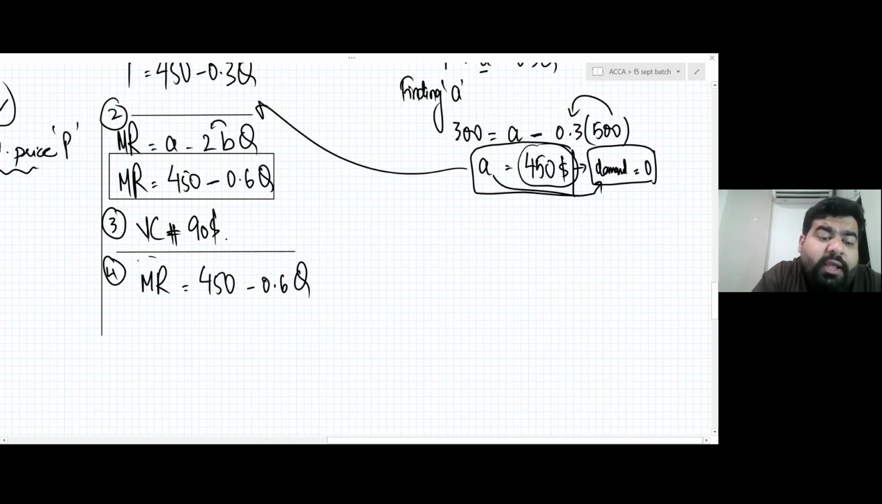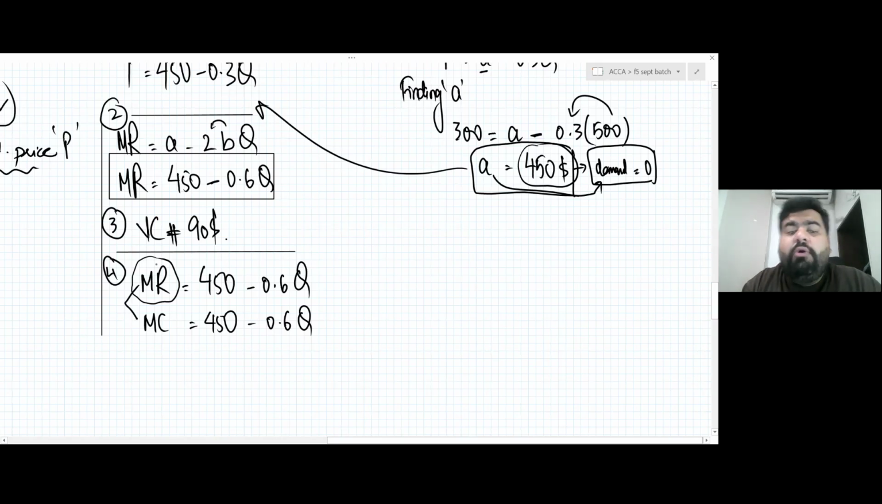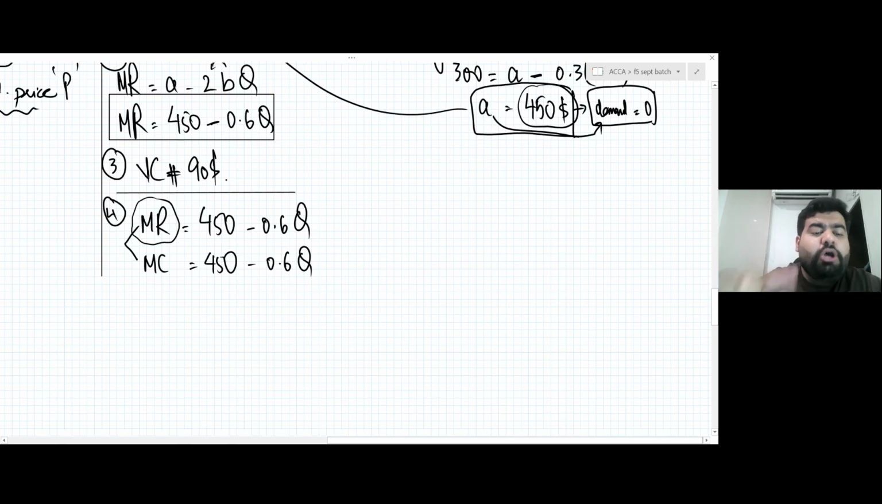So what we will do, instead of marginal revenue, I will write marginal cost is equal to 450 minus 0.6 Q, because I know that if marginal cost and marginal revenue are equal, only on this point you can get the best price. So we will assume marginal revenue equal to marginal cost. And marginal cost we already have, 90. Just put it here: 90 is equal to 450 minus 0.6 Q.